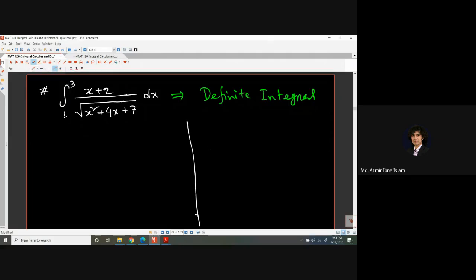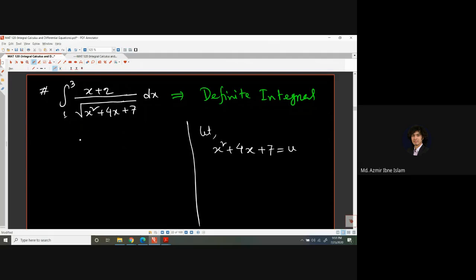So what we can consider, if we consider the lower part, that means the part that is inside the radical sign in the denominator. So I am taking that one here. Let's see whether it is suitable or not. So x squared plus 4x plus 7 equal to u.